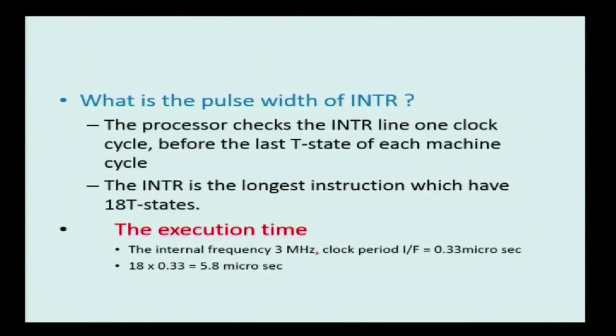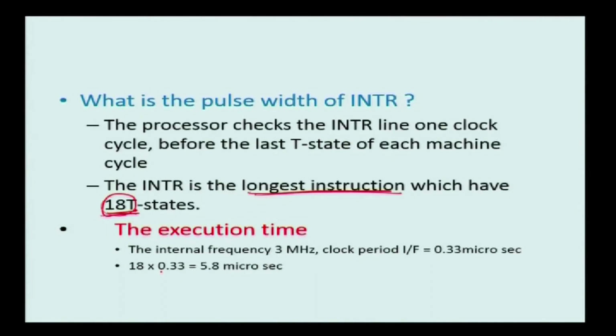Here we are calculating the pulse width for the INTR. What is the pulse width of INTR? The processor checks the INTR line 1 clock pulse before the last T state of each machine cycle. Totally it has 18 T states, so the number of T states for the INTR is 18. This is the longest instruction in the 8085, so based on the 18 T states we can easily calculate the execution time for the INTR.